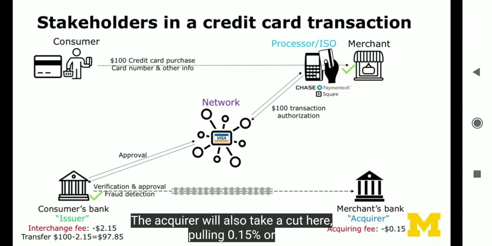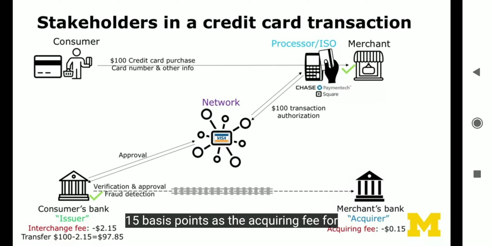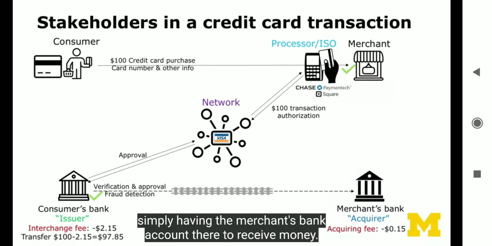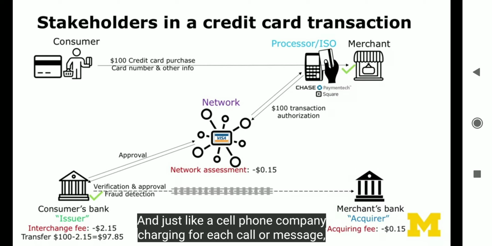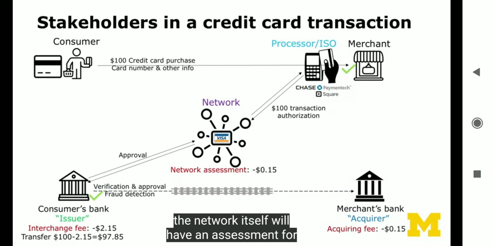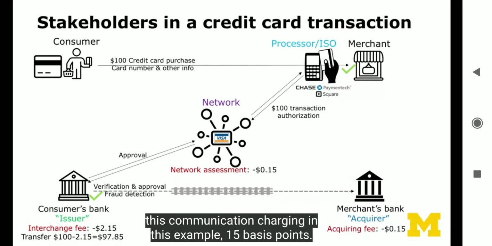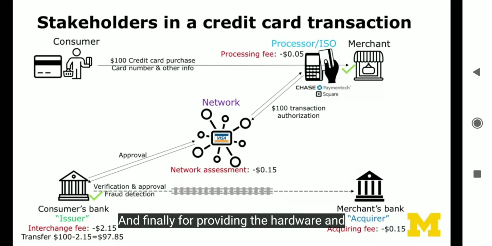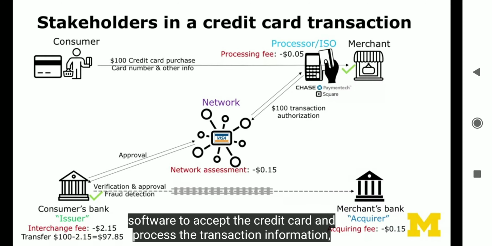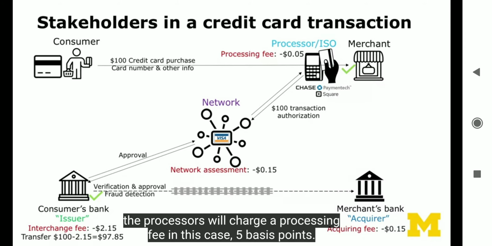The acquirer will also take a cut here, 0.15% or 15 basis points, as the acquiring fee for simply having the merchant's bank account there to receive money. And just like a cell phone company charging for each call or message, the network itself will have an assessment for this communication, charging in this example 15 basis points. And finally, for providing the hardware and software to accept the credit card and process the transaction information, the processors will charge a processing fee, in this case 5 basis points.